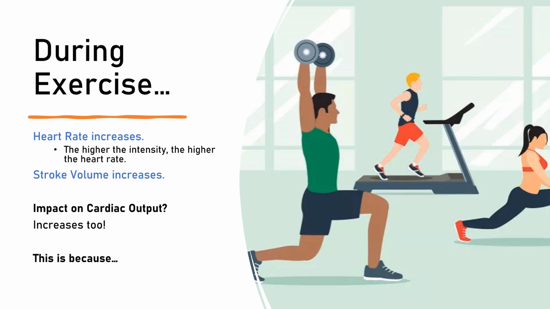Let's have a quick look why. So why does cardiac output increase? This is because cardiac output equals stroke volume times heart rate. So if stroke volume goes up and heart rate goes up, the volume of blood ejected per minute is also going to go up.